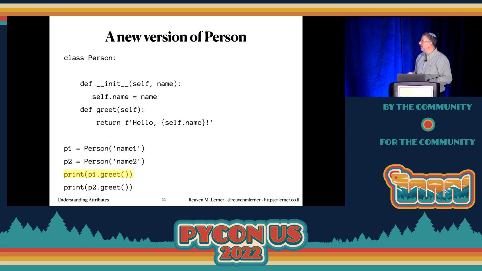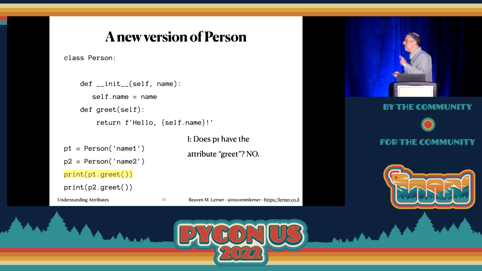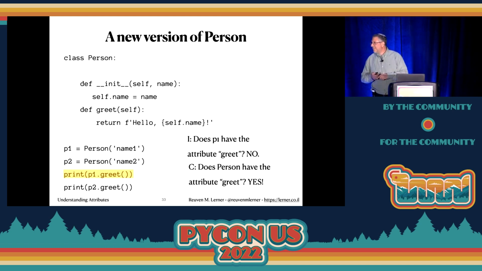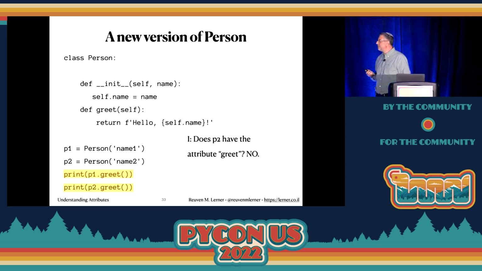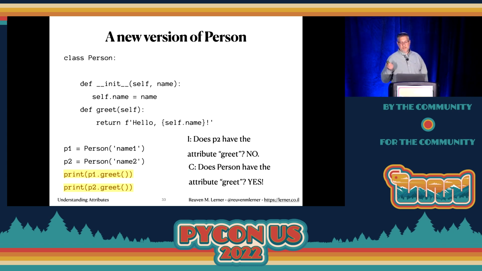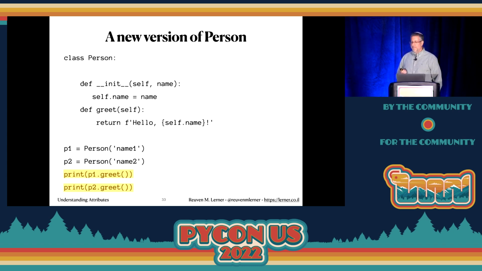What happens here? Python turns to p1 and says, does it have the attribute greet? And the answer is no. So it turns to the class. Does person have the attribute greet? The answer is yes. We get back that method object, and we execute it. And then we do the same thing here. p2, does it have attribute greet? No. Does person have it? Yes. We get back the method object, and we execute it. And it works great. The method here is defined as a class attribute, but we access it via the instance.